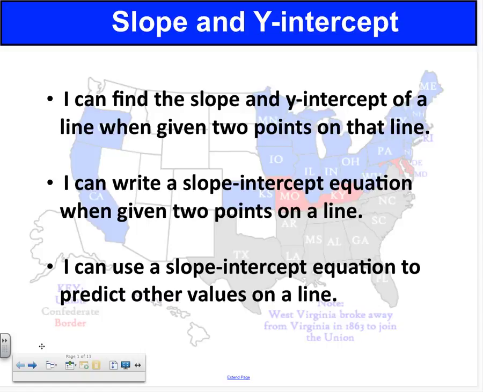So very basically, we are going to find slope and the y-intercept when we have 2 points. After we have the slope and y-intercept, we want to write a slope-intercept equation. And then after we have that slope-intercept equation, we want to be able to make some predictions. So that is our goal for today.